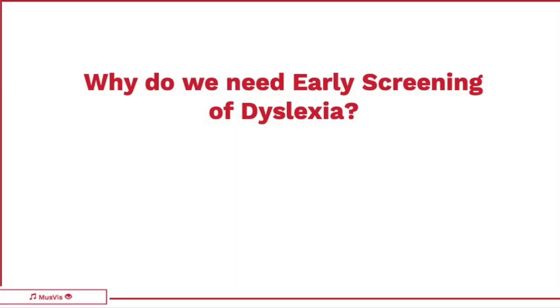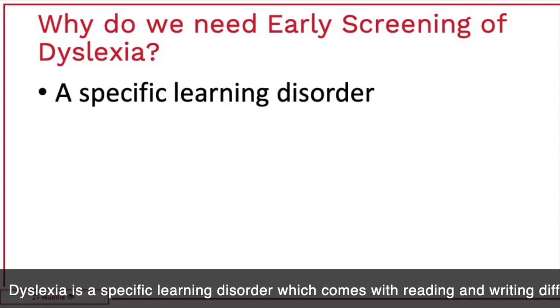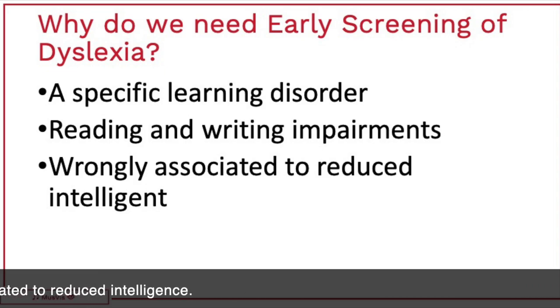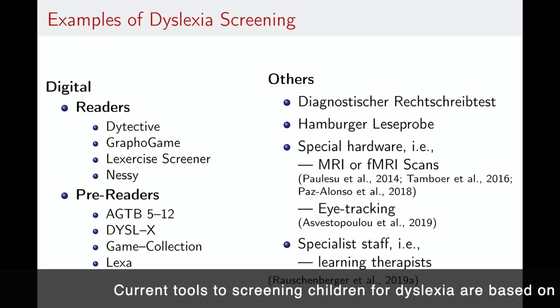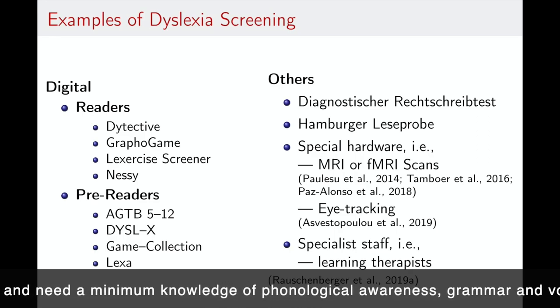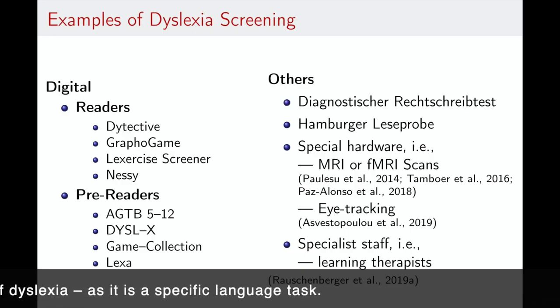So, why do we need early screening of dyslexia? Dyslexia is a specific learning disorder, which comes with reading and writing difficulties. It is wrongly associated with reduced intelligence. Current tools to screen children for dyslexia are based on reading and spelling tests and need a minimum knowledge of phonological awareness, grammar, and vocabulary to predict risk of dyslexia, as it is a specific language task.